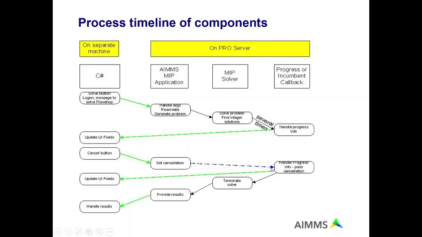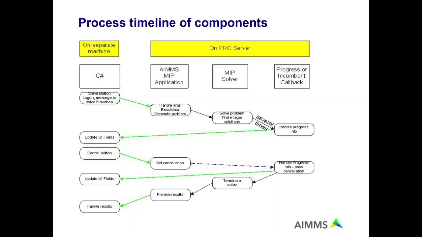So instead of making a call, I just set a boolean, and this boolean is used and sees that the program is to be cancelled. The callback actually terminates the solve, and it sends a message back to update the UI fields of the C# program, as you just saw. Because the solve is terminated, it provides the best solution back to AIMMS, and AIMMS is able to write down the optimal solution either in a file or communicate it back to my C# application.